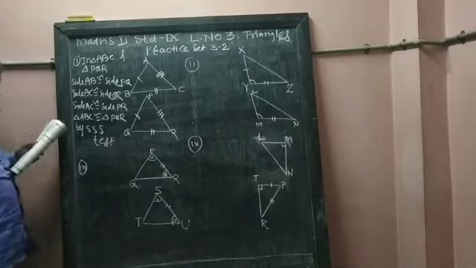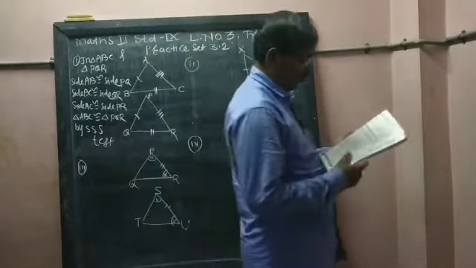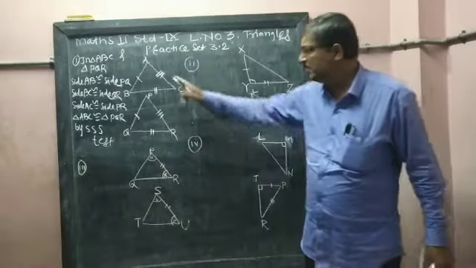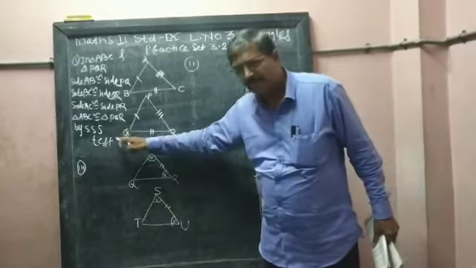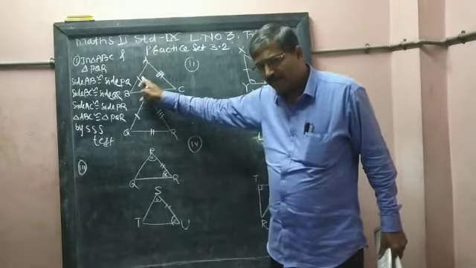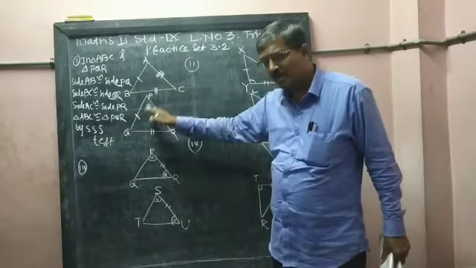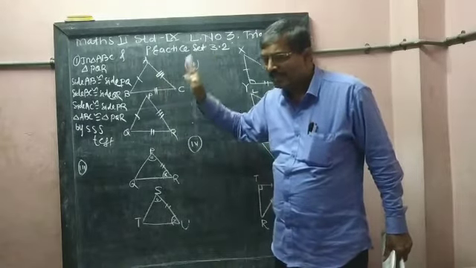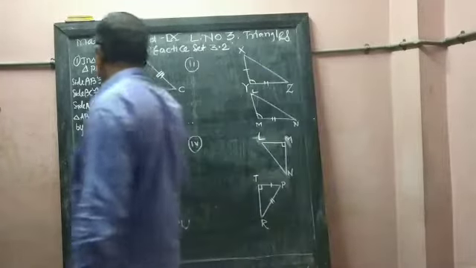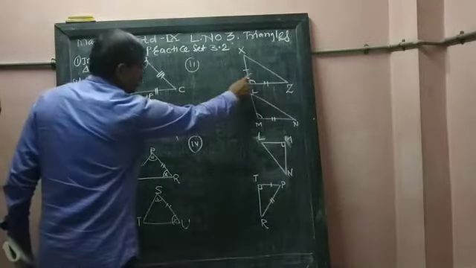Understand what I told? By the triple S test. Observe the figures and state the test by which the triangles in each pair are congruent. These two triangles are congruent by the triple S test. Means the corresponding sides of one triangle are congruent or equal to the corresponding sides of the other triangle, then these two triangles are congruent by the triple S test. Now we will go to question number 2 here.